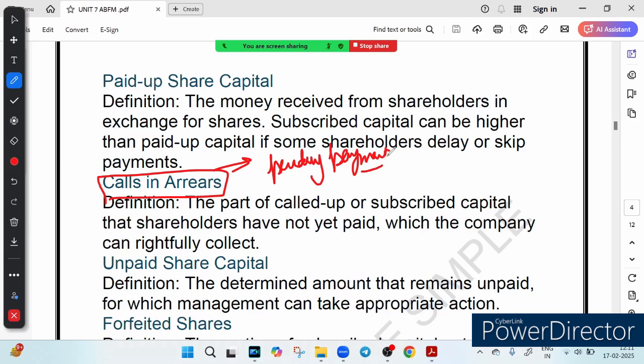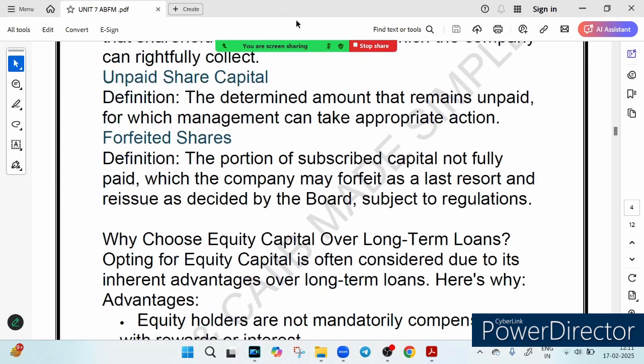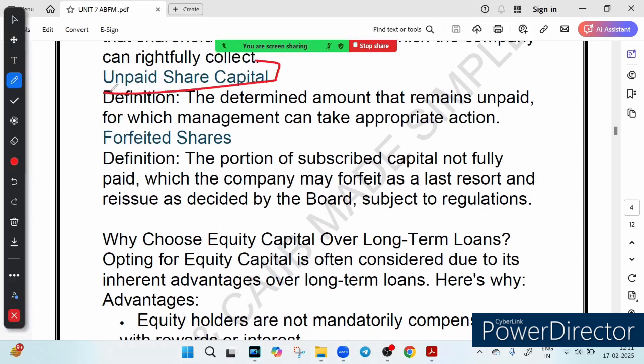And then we have something called unpaid share capital, right? You must understand all these terms, super important. Now what is the meaning of this so called unpaid share capital? Let's try to understand it. Here is the term unpaid share capital. The amount is still due.